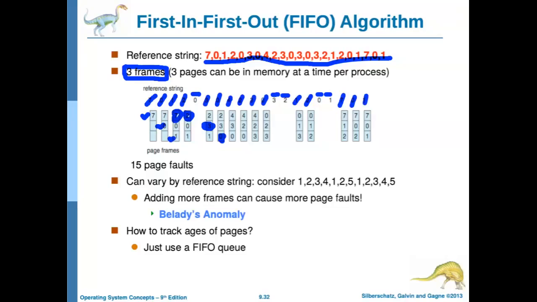So how many page faults are there? 1, 2, 3, 4, 5, 6, 7, 8, 9, 10, 11, 12, 13, 14, 15. There are a total of 15 page faults. And if you think of how many non-page-fault page references there are, 1, 2, 3, 4, 5 are there.